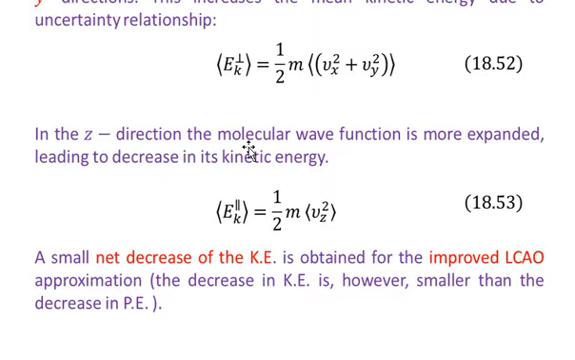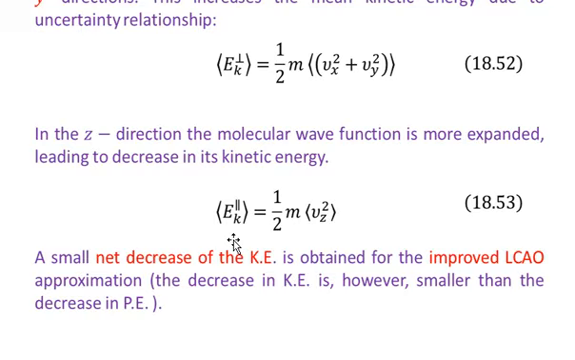In the z direction, the molecular wave function is more expanded, leading to a decrease in kinetic energy. So you see that the wave functions are reduced in dimensions along the x and y direction. And so the ultimate result is that their expansion along the z direction is increased. So in the z direction, the molecular wave function is more expanded, leading to a decrease in kinetic energy.